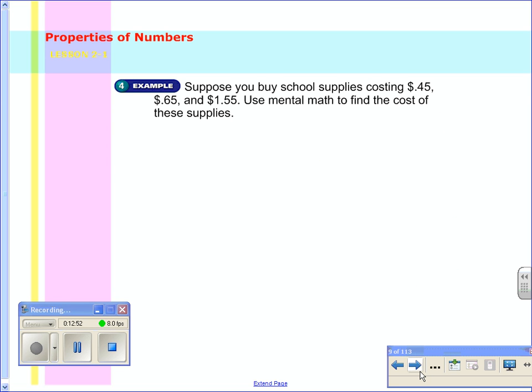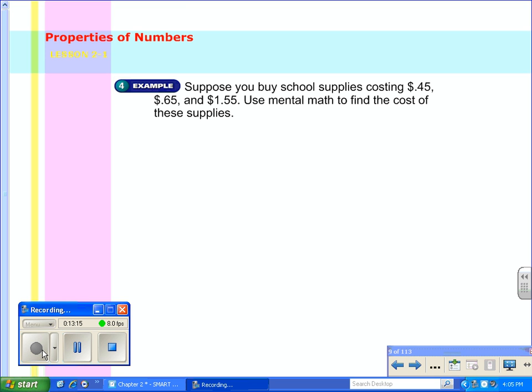Here. Suppose you buy school supplies costing 45 cents, 65 cents, and $1.55. Use mental math to find the cost of these supplies. So then find those numbers that give you a nice whole number, or a nice number to add with, and then solve it. So go ahead and actually do this on your own, and let's see if we get the same. Go ahead and pause me now.